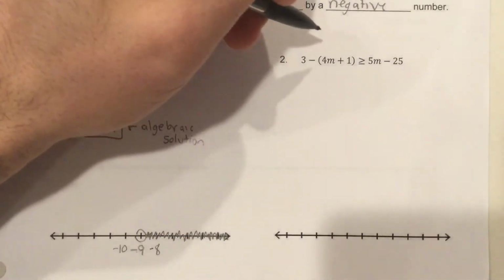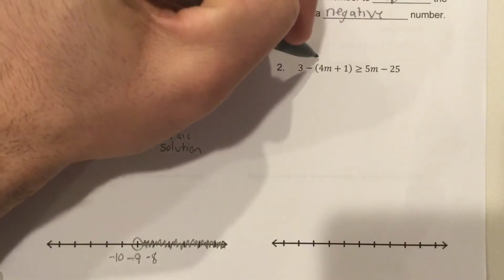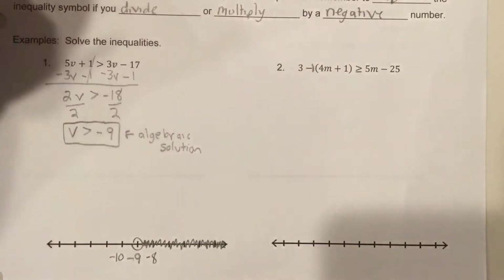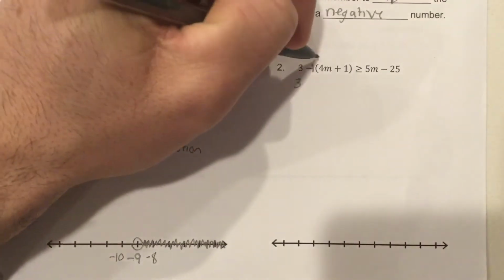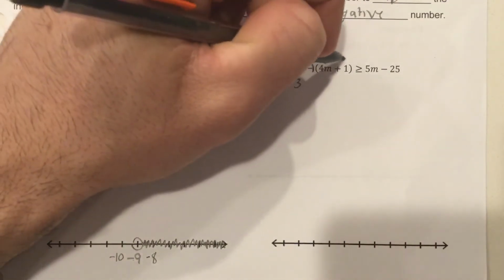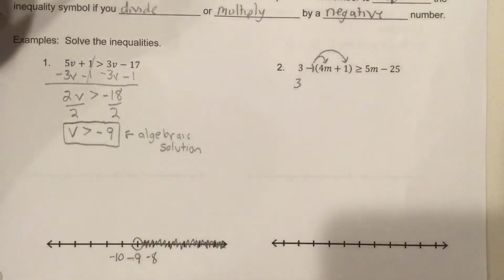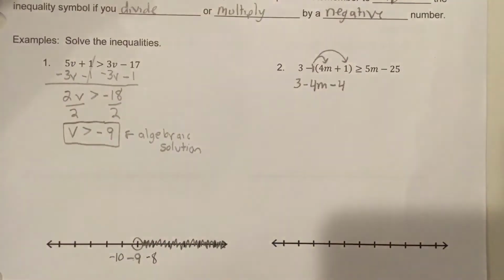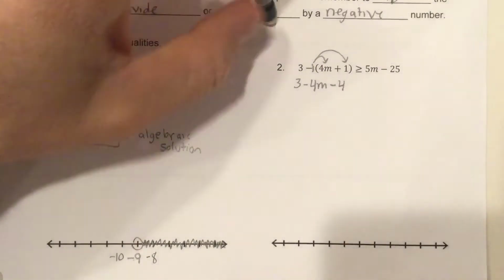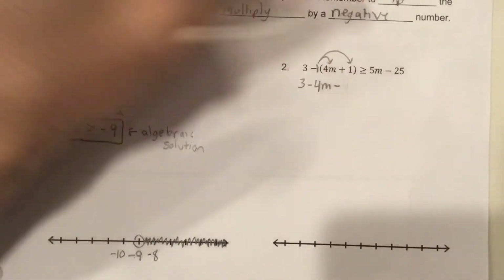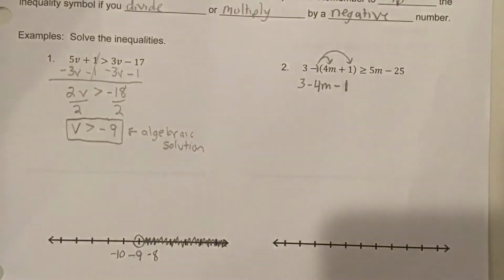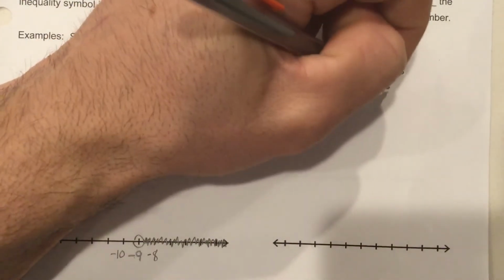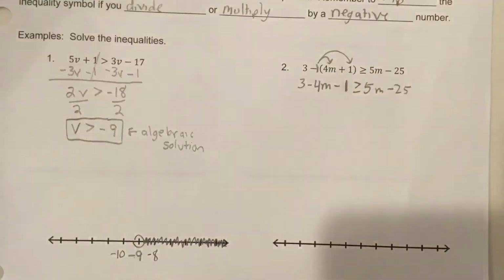Number 2 is a little tricky here. Remember, there's a negative in front of this parentheses. That's really like a -1. So I still have that 3 in front, but now I'm distributing a -1 to my two terms here. So that'd be -4m and -1. Sorry, -1. And then I have greater than or equal to 5m minus 25.